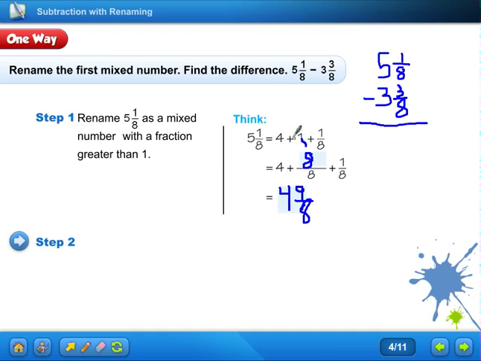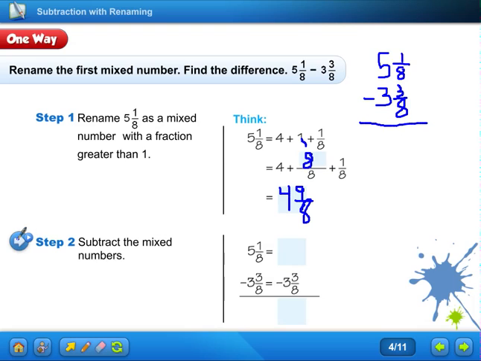So we broke our number apart. We did 4 plus 1 plus 1/8. Then what we did was we did 4 plus 8/8. 8/8 is equal to 1. So that's that 1 plus 1/8 right there. Just brought that 1/8 down. So we just brought the 4 down, and then we added the 8/8 plus the 1/8, which equals 9/8. So let's look at step 2.